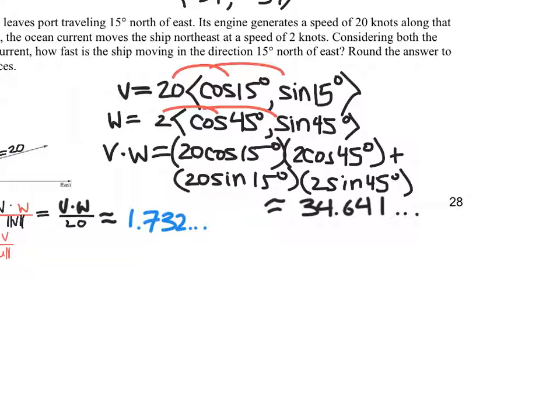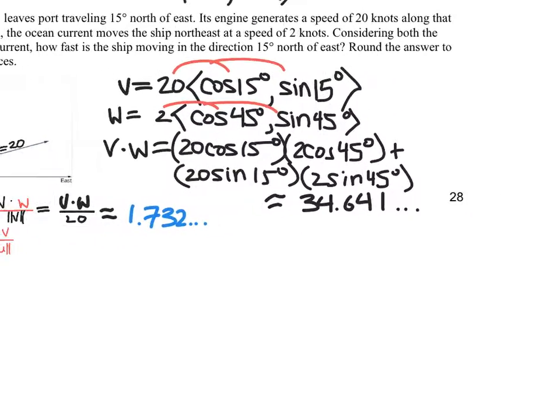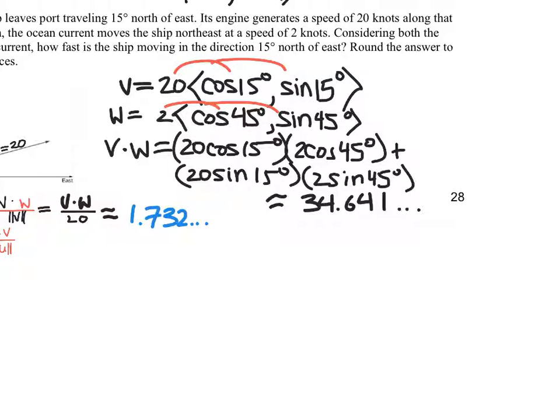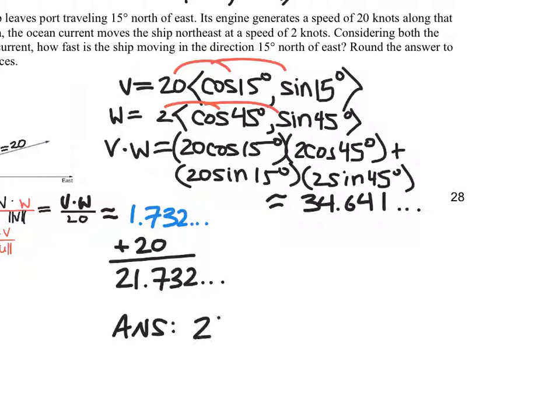and so on. They want to know how fast is the ship moving and round it to the nearest 2 decimal places. Well, it's already powered to go 20 knots. So the current is giving it a little boost of 1.7 knots. So we're talking 21.732, and a bunch of other values. So the final answer would be, because they said 2 decimal places, 21.73 knots.